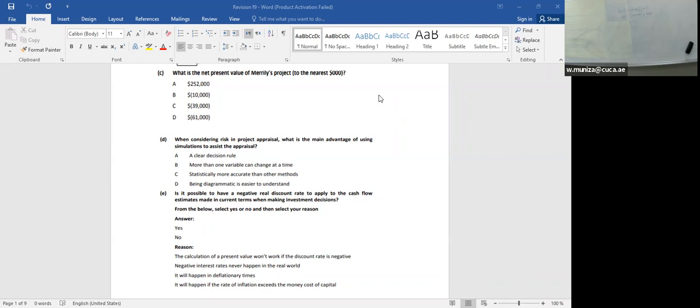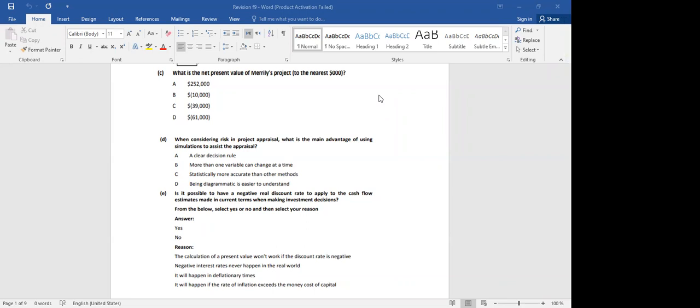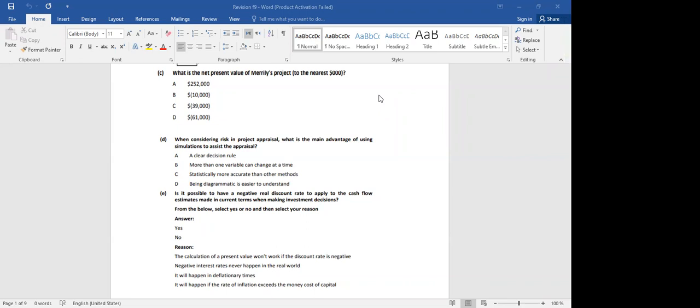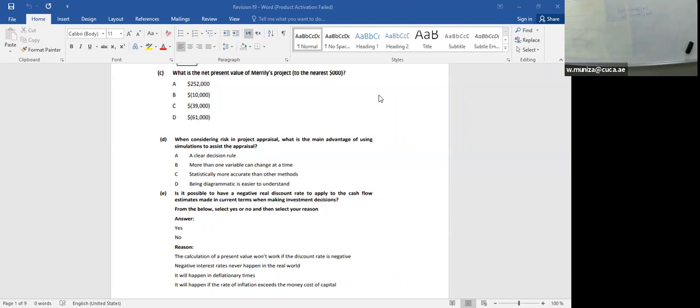B, more than one variable can change at a time. Yes, this is the major advantage of simulation in the case of investment appraisal, that we can change more than one variable at a time and we can see the effects of it. Then, statistically more accurate than other methods, it's not correct. Being dramatic is easier to understand. No, it's complex basically. So option B is the right one.